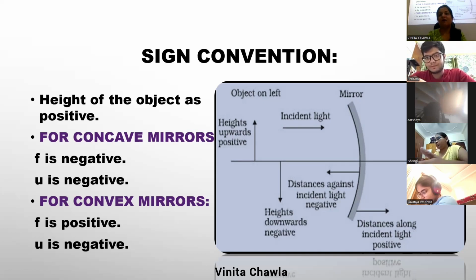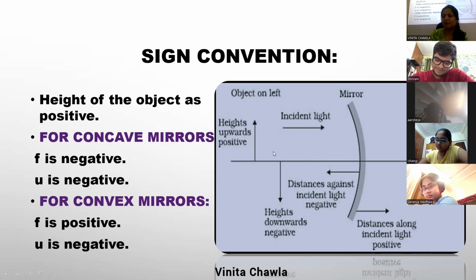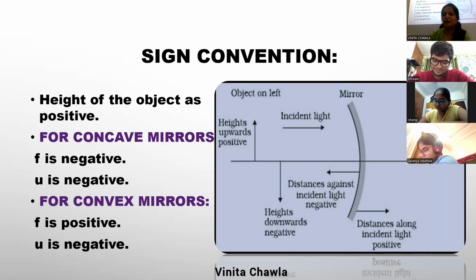For example, if we say that object is placed at this position, this is the position of the image. So we'll measure the distance from, look at the cursor, from pole to this object. And this is the direction of incident light. Now here we are moving against the direction of incident light. Pole to, we are moving towards object, right? So we'll take the distance as negative. u is always negative. In case of concave mirror, focal length is negative, while in case of convex mirror, focal length is taken as positive because it is behind the mirror. Sorry, it is on the other side.